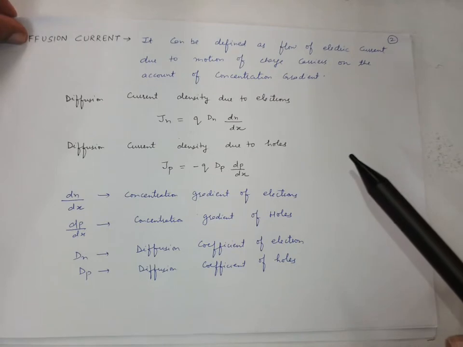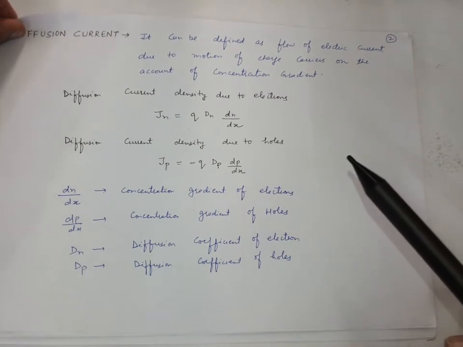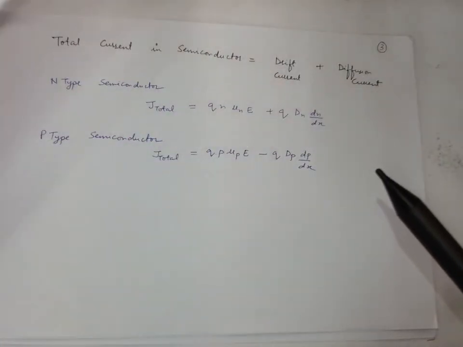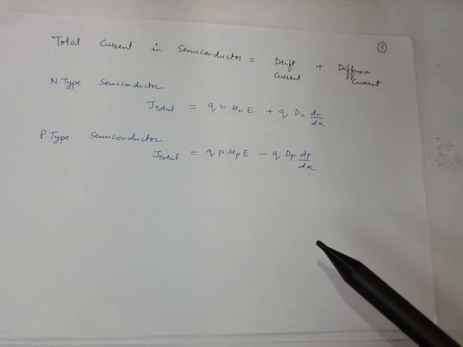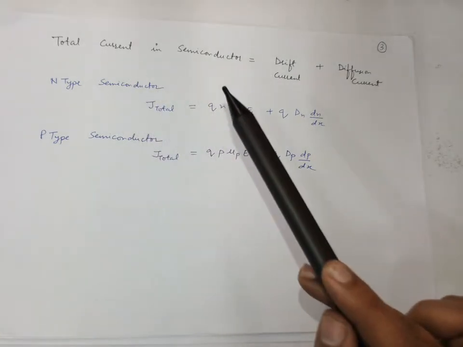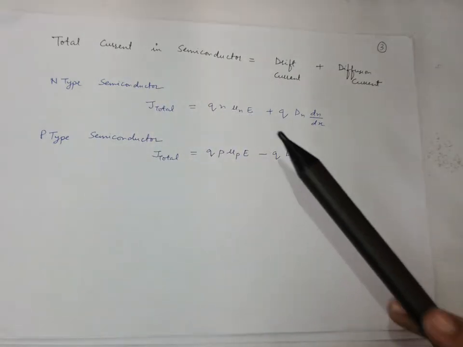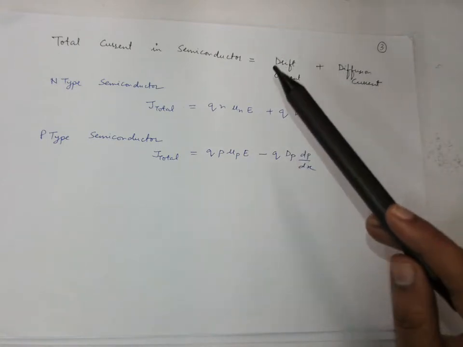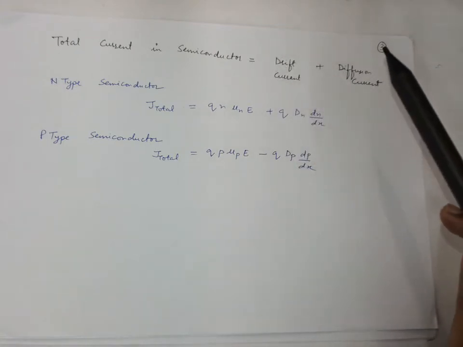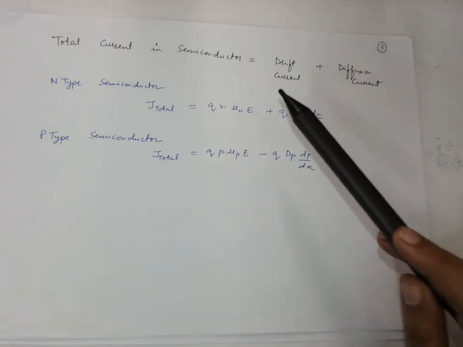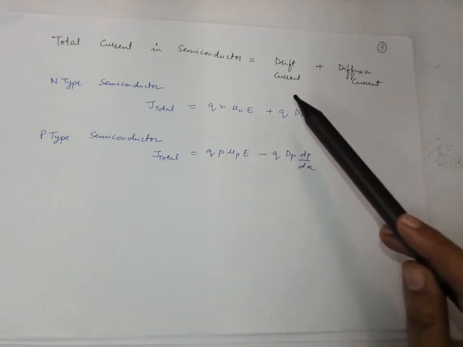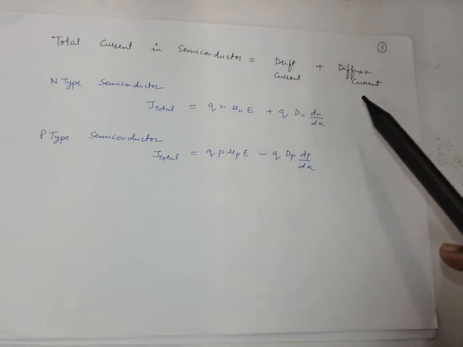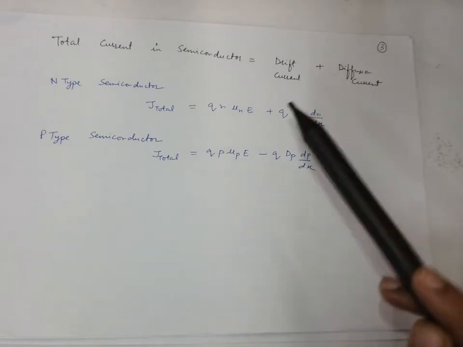So if I summarize, drift current is due to the application of an external electric field, and diffusion current is on account of the concentration gradient. So if I have to calculate the total current in a semiconductor, I have to consider the drift current and also the diffusion current. So we are simply adding the components of drift current along with the components of diffusion current.